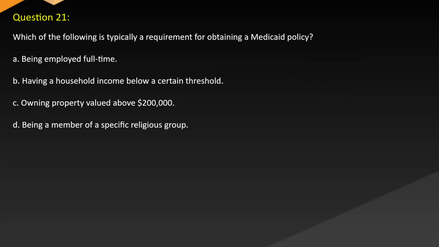Question 21. Which of the following is typically a requirement for obtaining a Medicaid policy? A. Being employed full-time. B. Having the household income below a certain threshold. C. Owning property valued above $200,000. D. Being a member of a specific religious group.